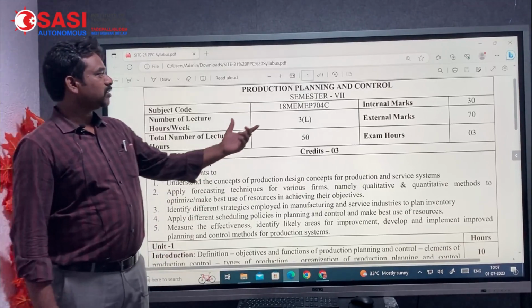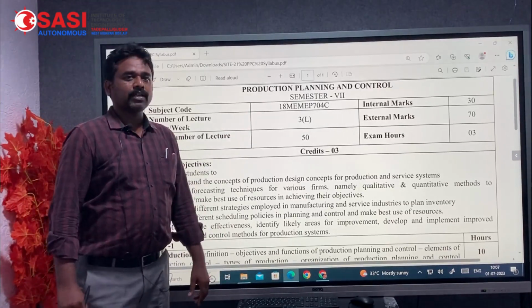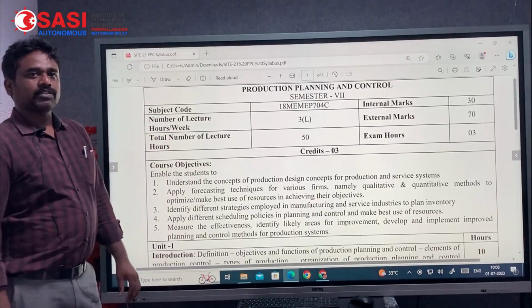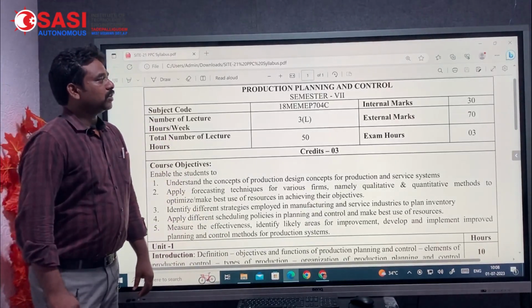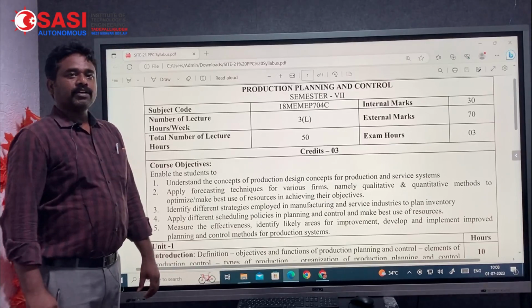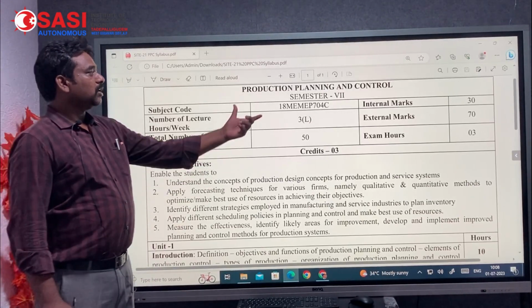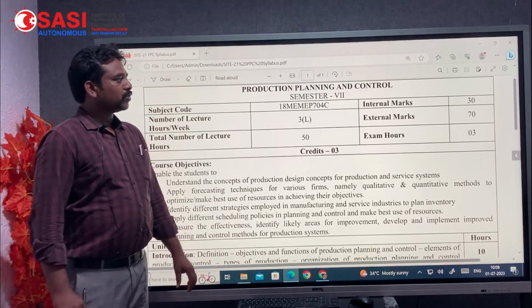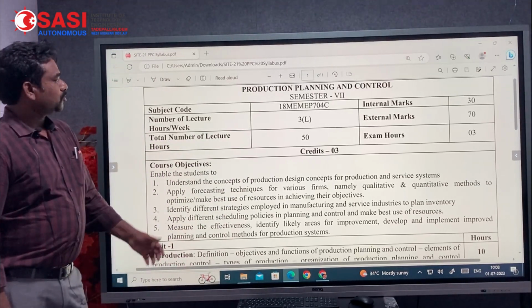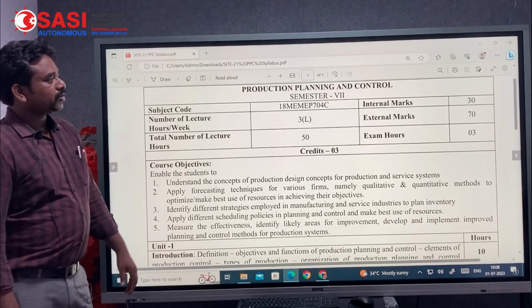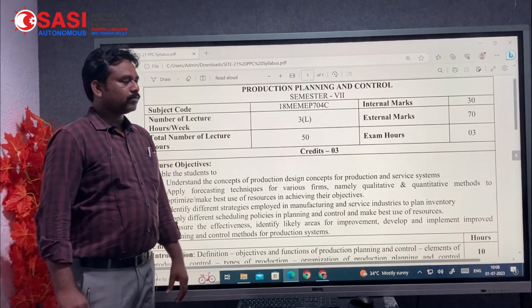As the name itself includes, production planning and control, we can see what a production is, what the various elements are that are needed for its planning, and what the various elements are that are needed to control the planning elements. This is what we are going to see in this course. Our subject codes and everything, you can see on the screen.